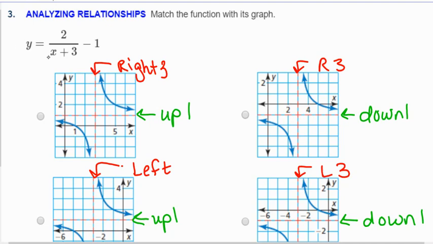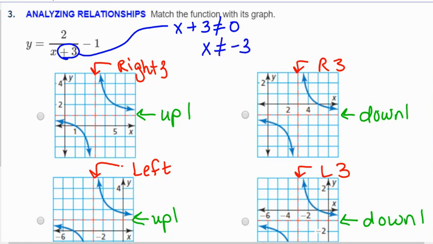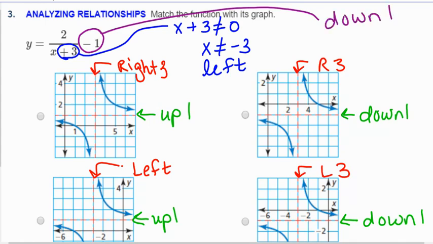We have in the denominator of our function x plus 3, and that plus 3 does the opposite of what you think it is, because x plus 3 cannot equal 0. It's a denominator. We're not allowed to divide by 0. When we subtract 3 from each side, we find that x cannot equal negative 3, which means that we actually want to move our vertical asymptote to the left 3 units. Okay, and then finally this minus 1 is going to move our horizontal asymptote down 1 unit. So I will let you match those together.